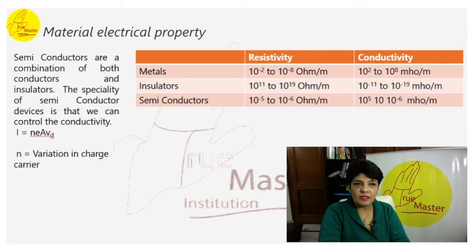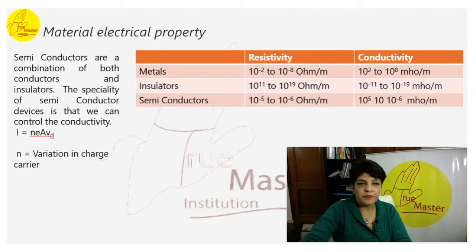In a semiconductor, the conductivity increases with increase in temperature. So when we increase the temperature, conductivity increases. Hence we can say a semiconductor is a combination of both conductor and insulator. The main property is that we can control the conductivity, as we will see in the P and N type.